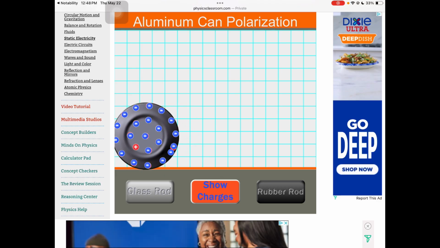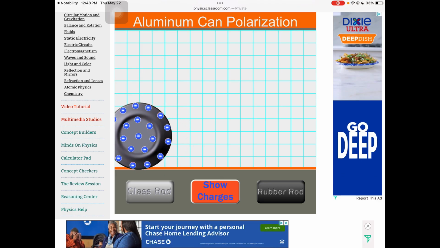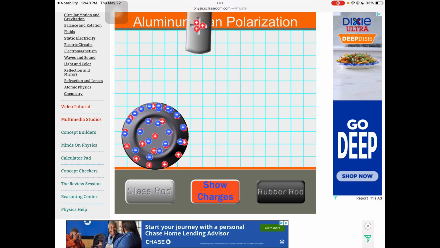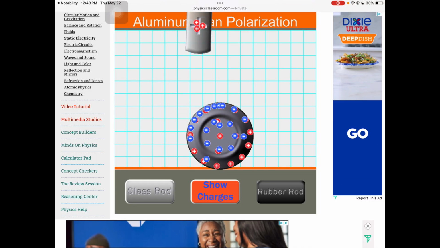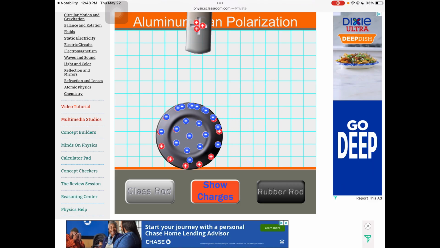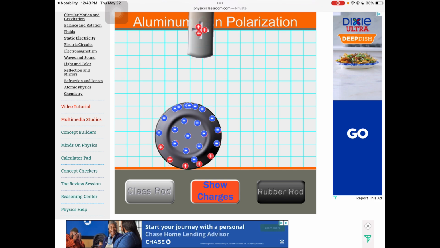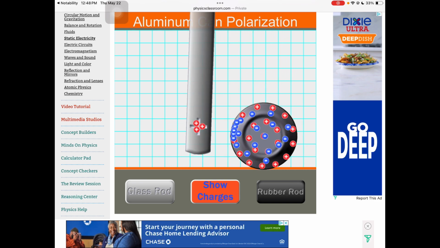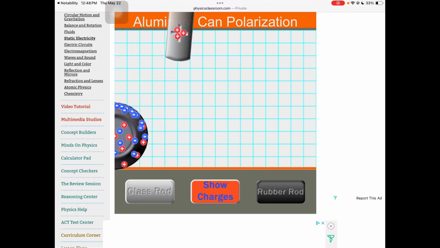This is a perfectly neutral aluminum can. When we introduce our glass rod, we're not charging the aluminum can. It has the same number of protons and electrons as it started with, but we can cause it to move. It's always going to be attracted to this glass rod. The glass rod's positive. It's attracted to the glass rod.